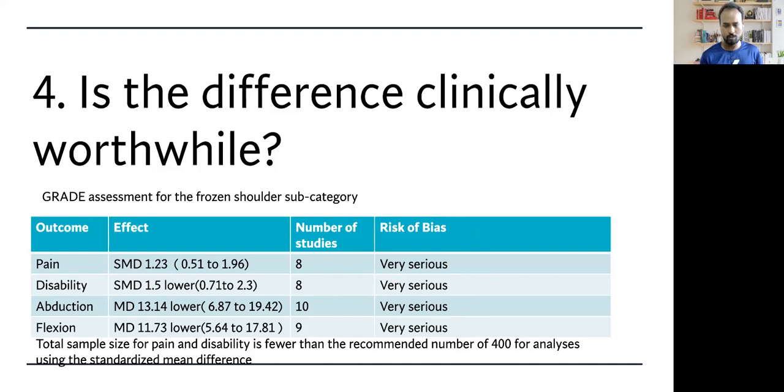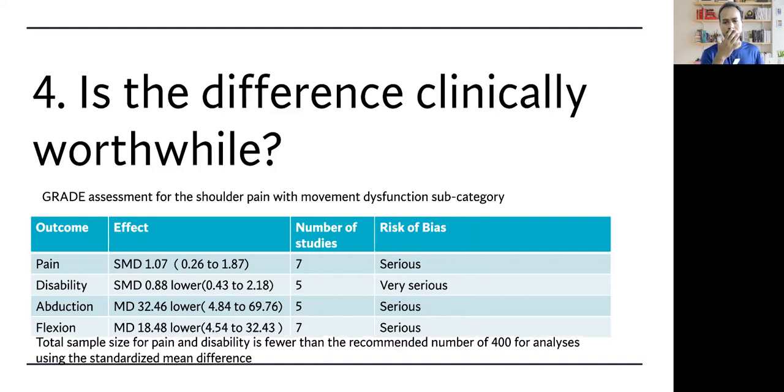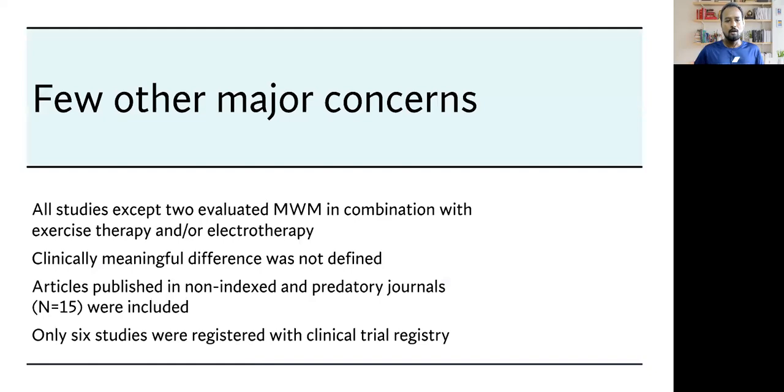of actual numbers. This is another table for the shoulder pain and movement dysfunction subcategory. The results are more or less similar for this also. Okay, so in addition to all these concerns about risk of bias and not having clinically worthwhile improvement, I have also noted a few other major concerns.